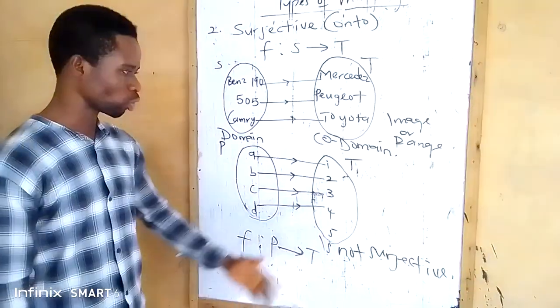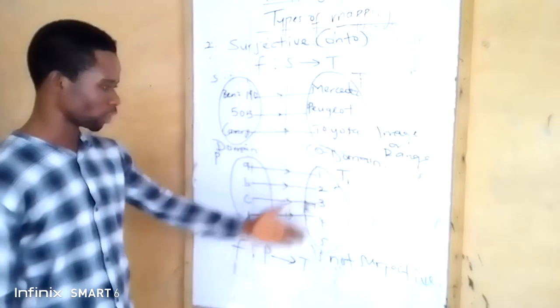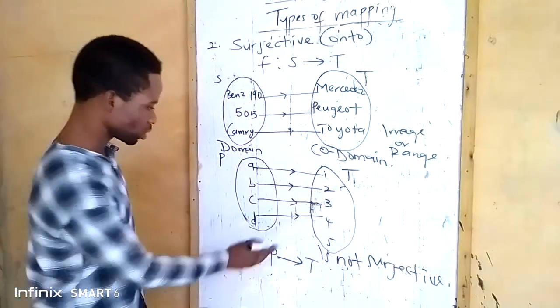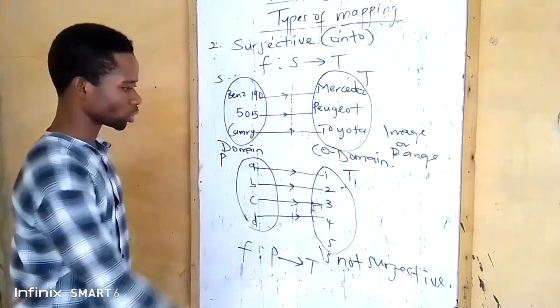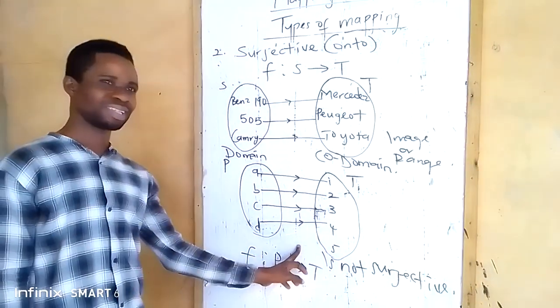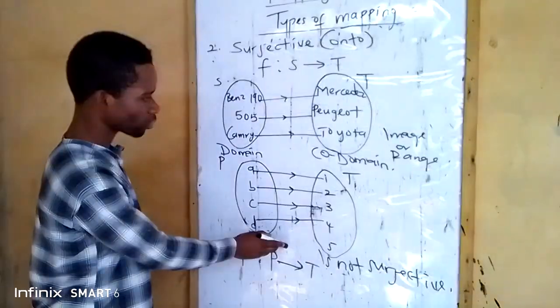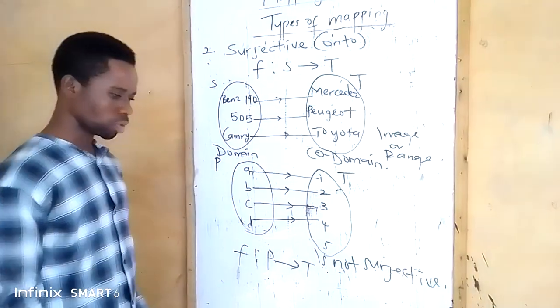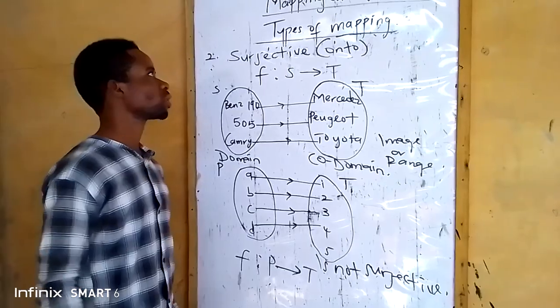Now, in the first one, all of them are image, they are also range. But if you look at this one, not all of them are image. 1 to 5 is not all image, it's not range. That is why this kind of example is not surjective. It can only be referred to as injective. This one is injective, that's one-to-one. This one is surjective, that is onto. So let's go to number 3 types of mapping.